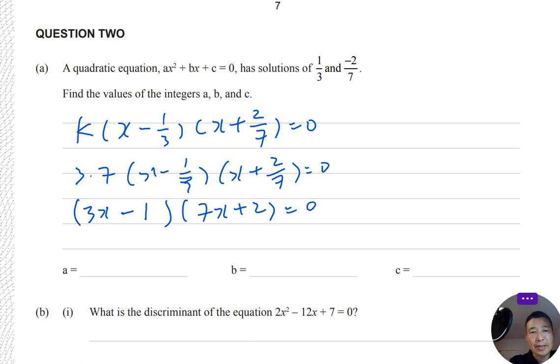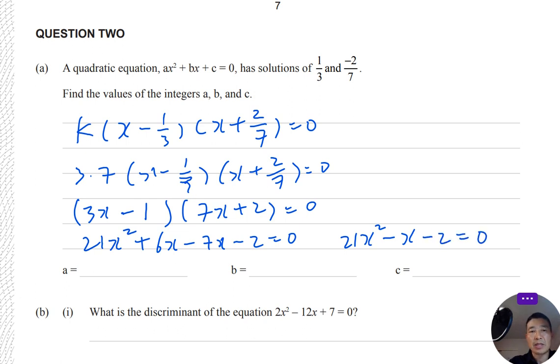Then we expand. So 3x times 7x gives me 21x squared. And 3x times 2 gives me 6x, minus 7x, minus 2 equals 0, right? And then simplify like terms, so 21x squared minus x minus 2 equals 0, right? So it turns out a is 21, b is negative 1, isn't it? And then c is negative 2.